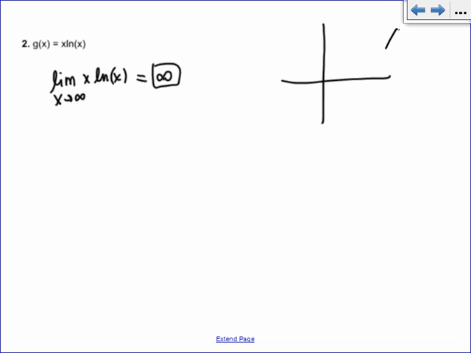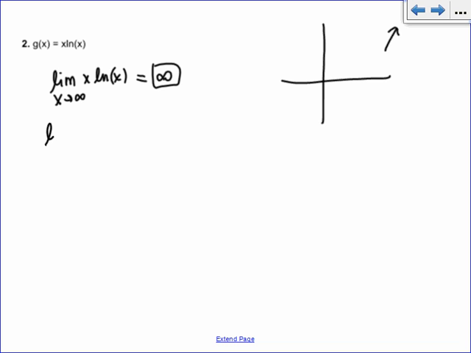All right, so this next one, I have g of x equals x times natural log of x. So think about the limit as x goes to infinity. What do you guys think? Natural log of infinity, what is it? It's infinity. It just is one that goes really, really slow. We've talked about that before, okay? So we do have infinity times infinity, right? So that's fine. It's infinity. So on the right side of the graph, as x goes to infinity, we go to infinity. So we're going up.